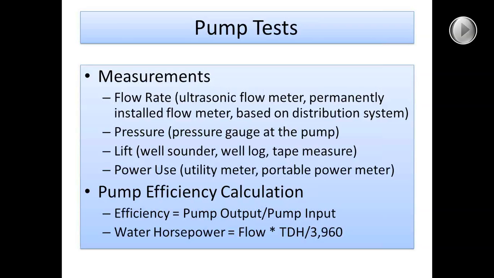So when we do a pump test, we'll measure flow rate. We have an ultrasonic flow meter that we can actually strap on the discharge pipe of the pump to measure flow rates. The system may have a permanently installed flow meter that we could use to get the flow rate, or we can estimate it based on the design flow rate of the pivots or how many nozzles are operating and at what pressure they're operating at.